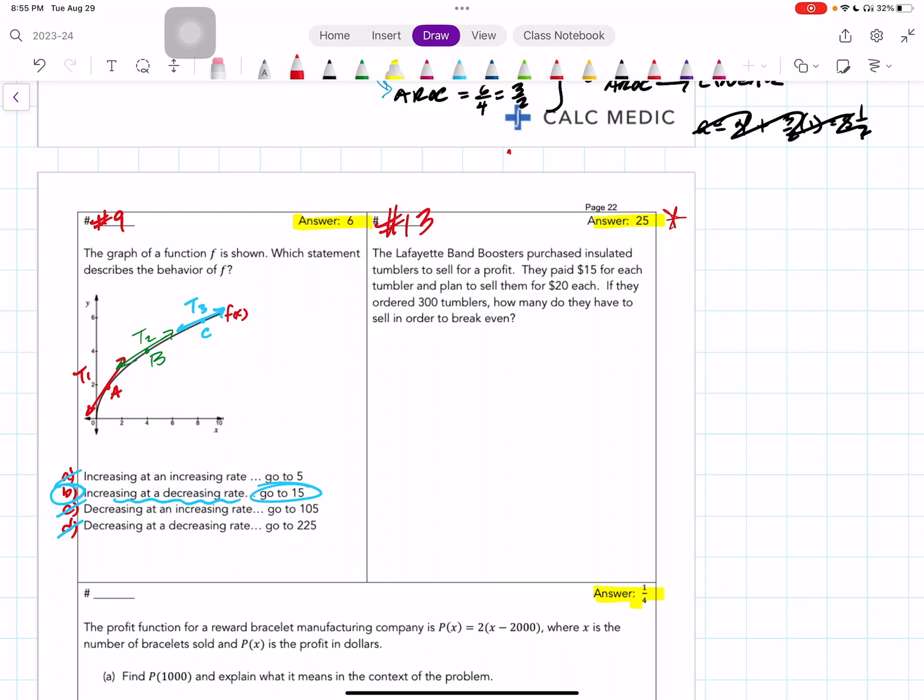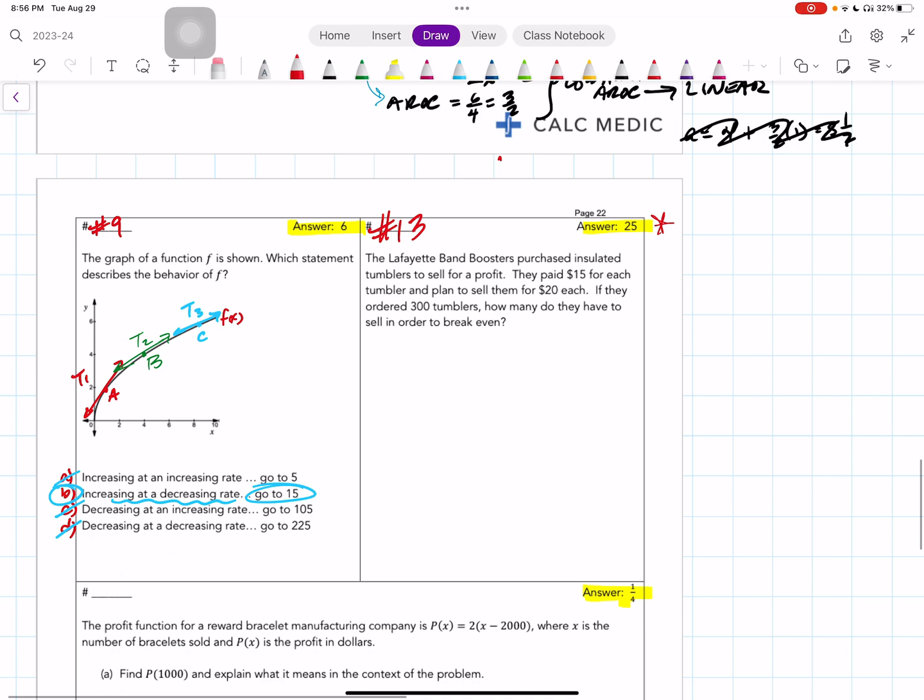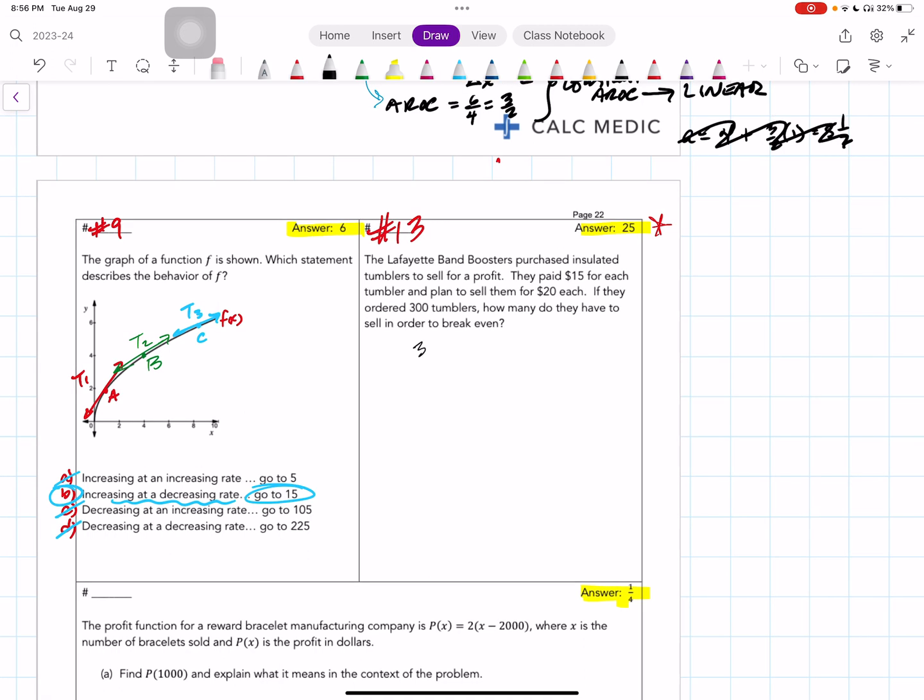Okie dokie. All right, so the cost is, let me see, how much per tumbler? So 300 tumblers. They paid $15 for each tumbler, and they plan to sell them for $20 each. If they order 300 of them, how many do they have to sell to break even? So what's the fastest way to do this? They paid $15 for each tumbler, they ordered 300 of them. So what's 300 times 15? So it should be $15 per tumbler times 300. Let me fix this right here.